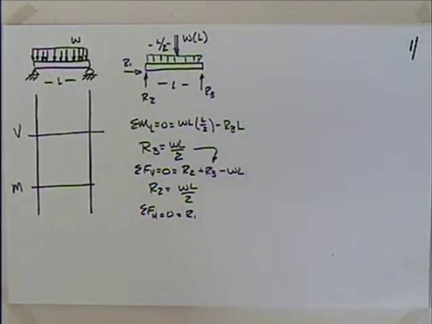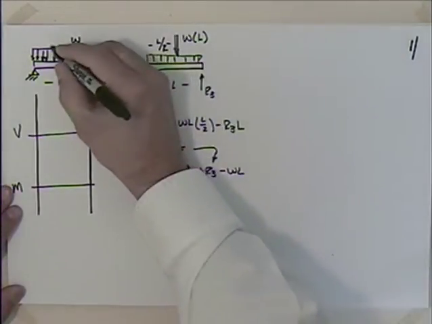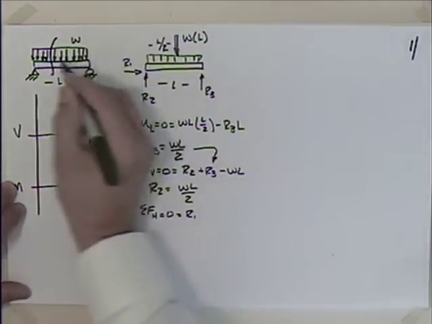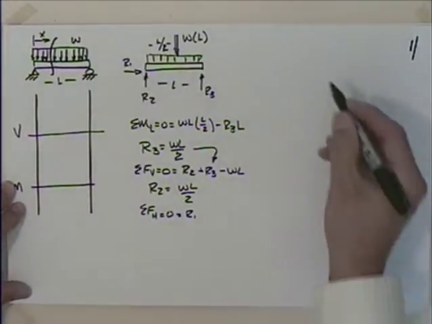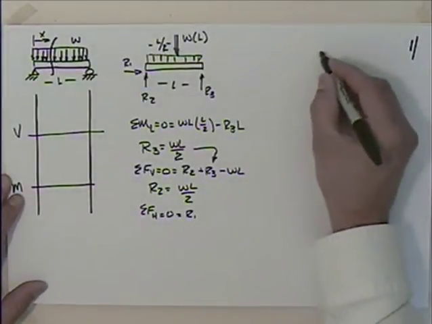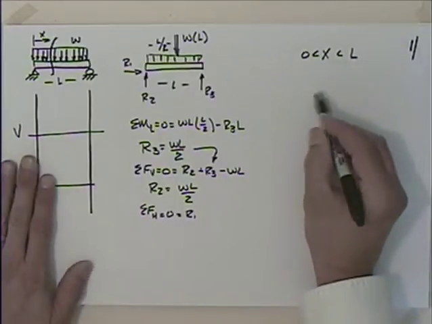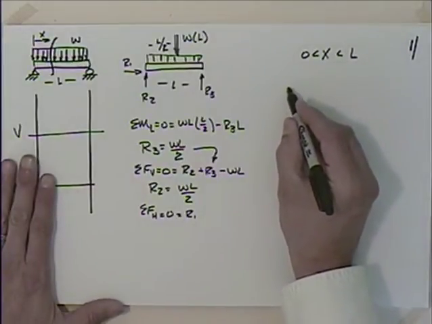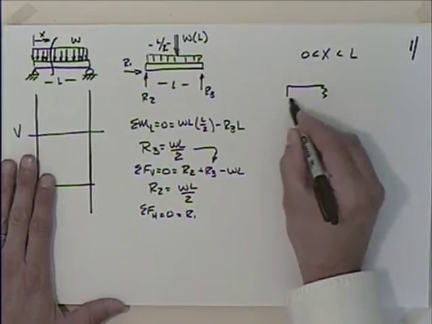So now that I've got the reactions, and there's never any shortcut to the reactions, you always have to get those, I'm going to take a section. I'm just going to take one section through here. I'm going to look at this section for X somewhere coming from the left-hand side. So we're going to say that X is between 0 and L. And if I did this, I'd have something that looked like this.